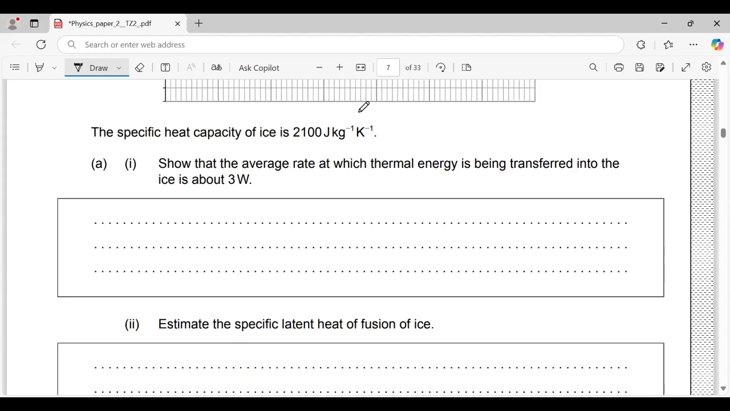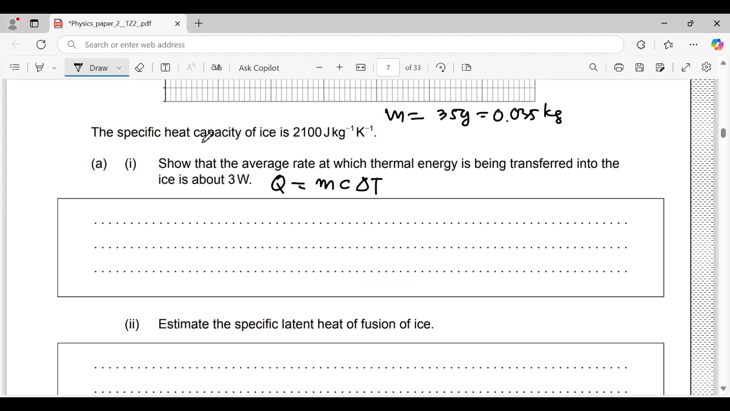The formula to determine thermal energy is Q equals M times C times delta T. But I would like to identify M, C, delta T. M is the mass of the ice, 35 grams. 35 grams converted to kilograms becomes 0.035 kg.